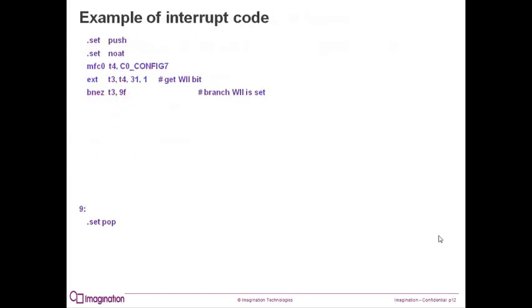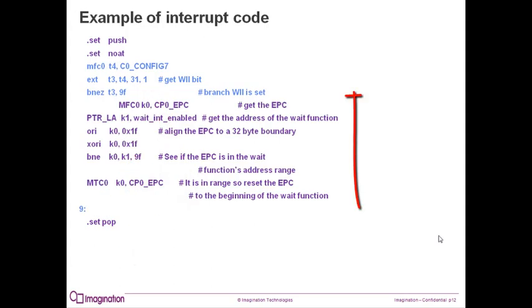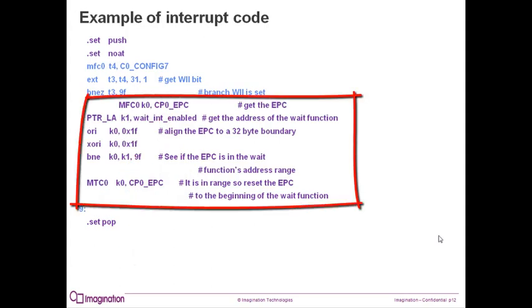For the portable part of the interrupt code, get and check the Wait IE Ignore feature, and if it is set, jump ahead and continue the interrupt function. If it is not set, then do the wait function check and the EPC correction if it is needed, as we covered previously.